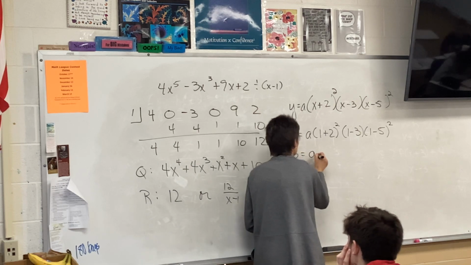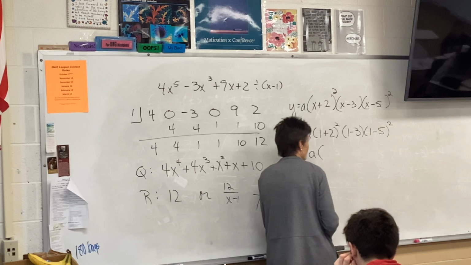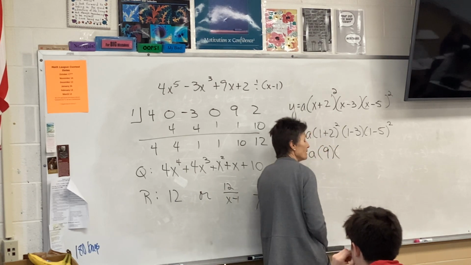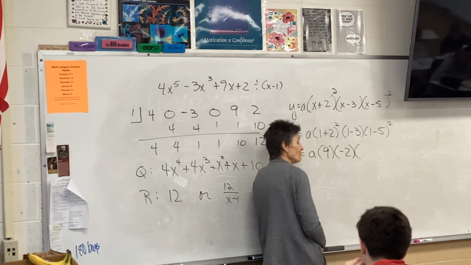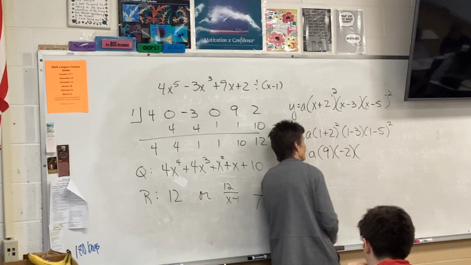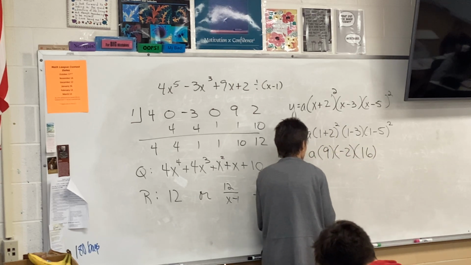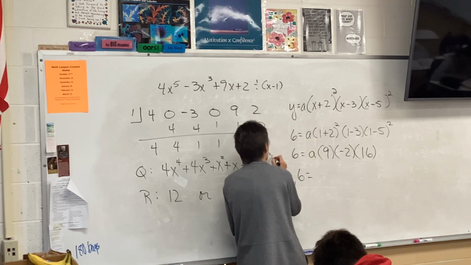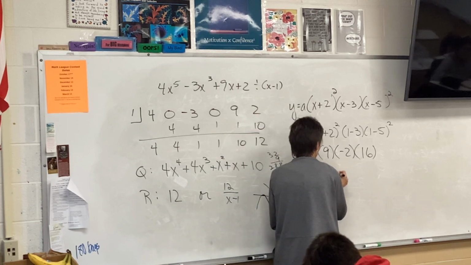All right, so here we go. 1 plus 2 is 3, squared is 9. 1 minus 3 is -2. 1 minus 5 is -4, squared is 16. Okay, that's gonna be a big number, because now I gotta multiply all these together. So what is that? -288? Yeah.